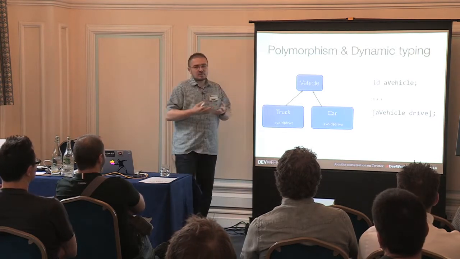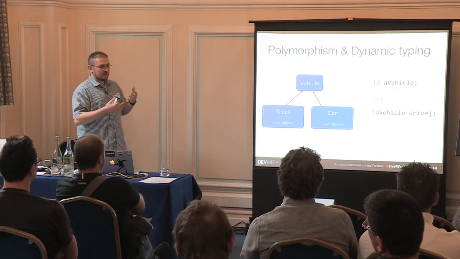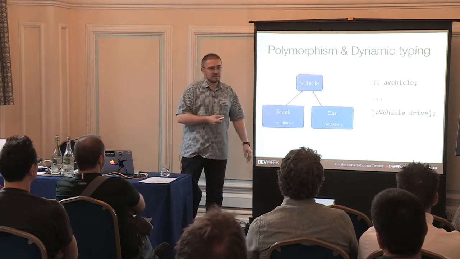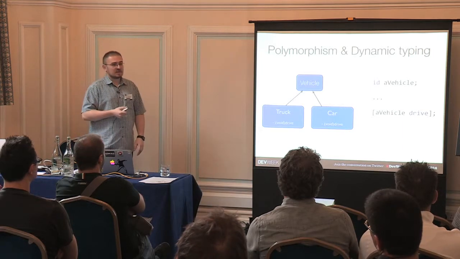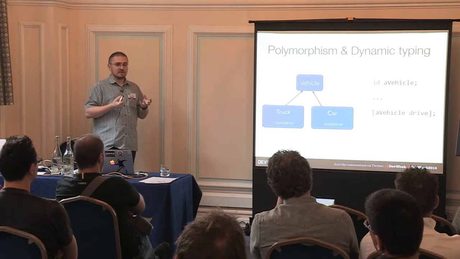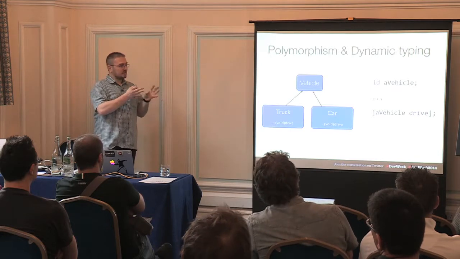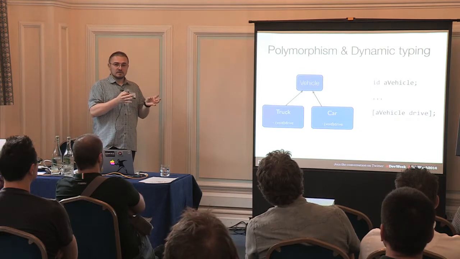So in this case, if it knows how to respond to the drive method, you can call the drive method safely on it. Now you notice that the type there is called id. And also you notice that it doesn't have a star beside it, so it's not a pointer. So id is the generic type. What it means is that object can be anything. And this is where the dynamic part of Objective-C comes in. It means that object can be of any type. id is a bit like the star in regex, if you like.